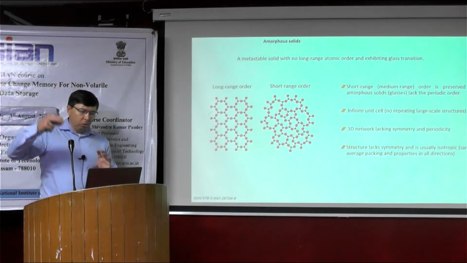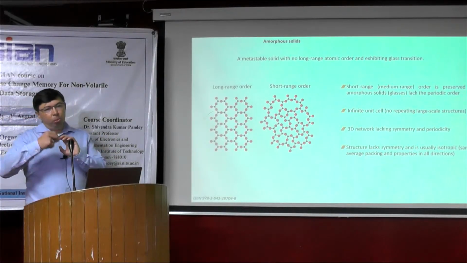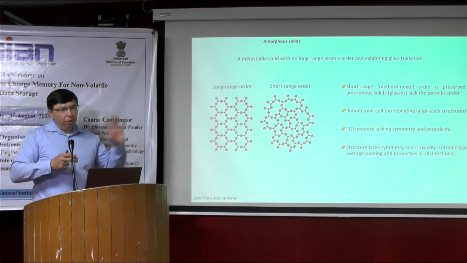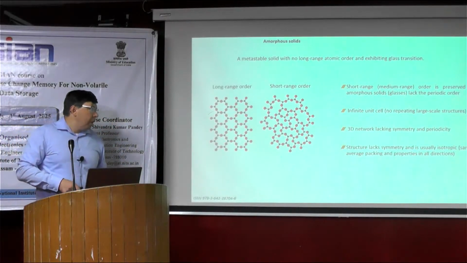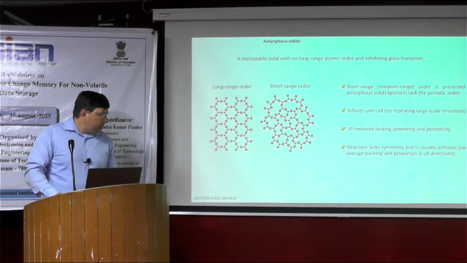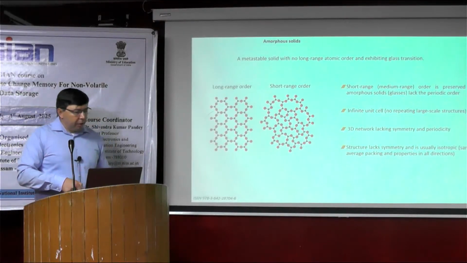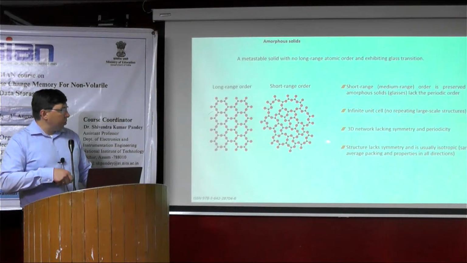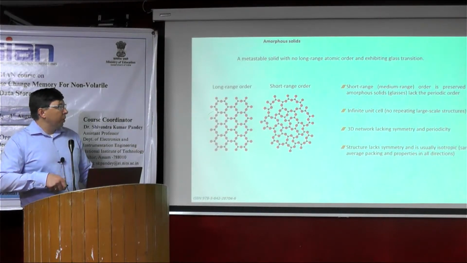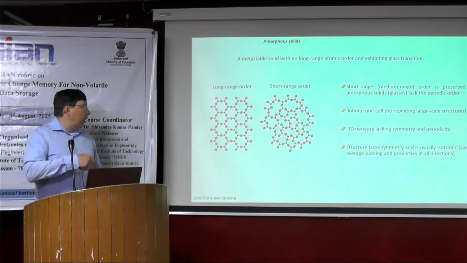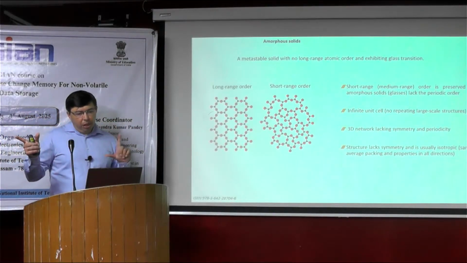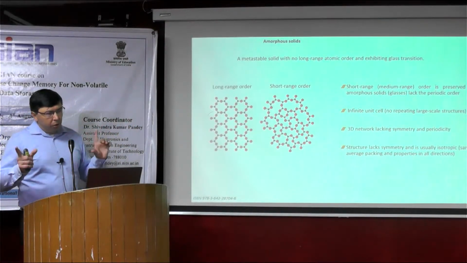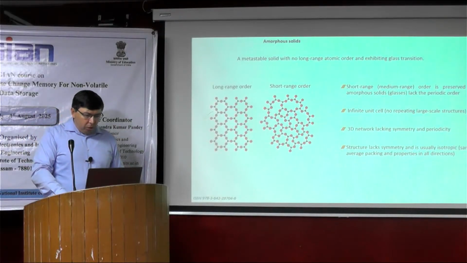So you should have not only long range order, but it should also be periodic in space, let's say in 3D. So they make a 3D structure. And the amorphous structure also lacks symmetry and is usually isotropic, with the same average packing properties in all directions. You know that crystalline solids are anisotropic, so the physical properties change depending on the direction.